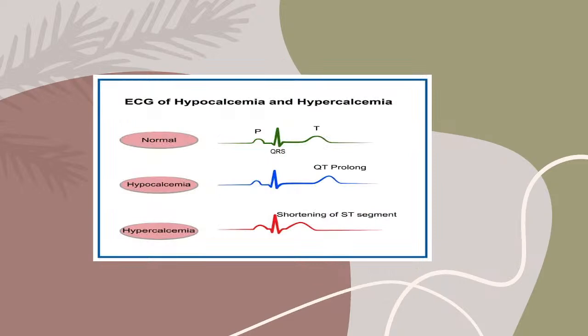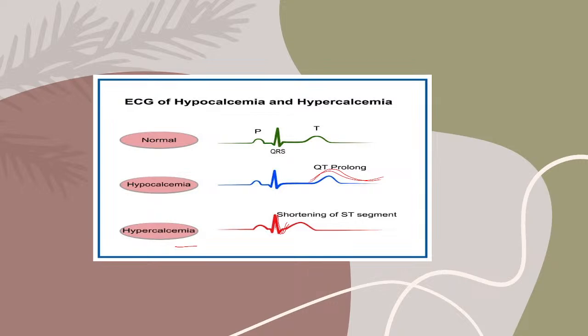All right, so we will be talking about ECG changes in case of calcium imbalance. So normal ECG looks like this, that is normal P wave, QRS and T. But in case of hypocalcemia, QT would be prolonged. This QT interval would be prolonged. Alright. But in hypercalcemia, there will be shortening of the ST segment. This one. The ST segment would be shortened. Alright. So this is very important to be remembered.